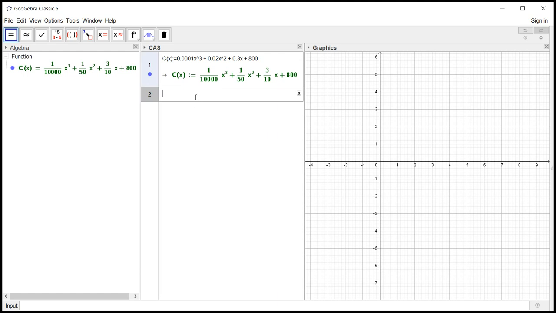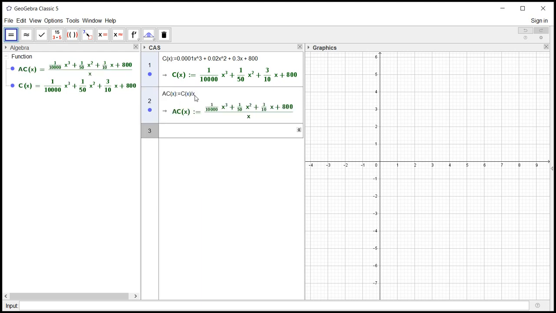And then the average cost, I'm going to call it the average cost of x, colon equal, it's just C of x divided by x. So this is the average cost. Then we want to minimize this guy.